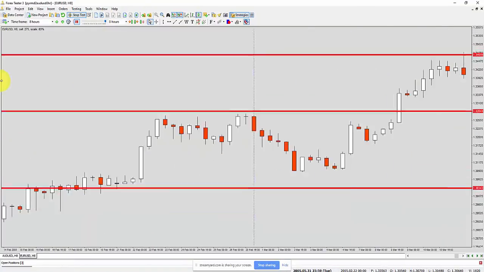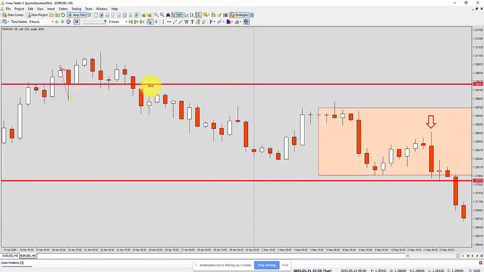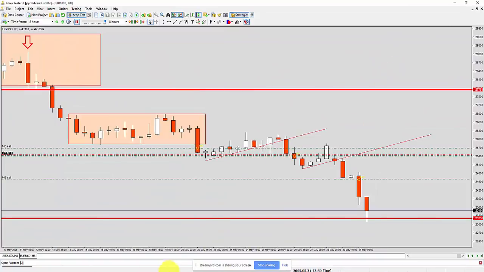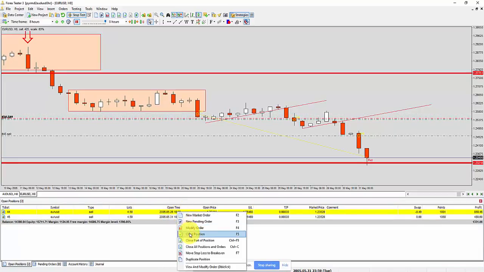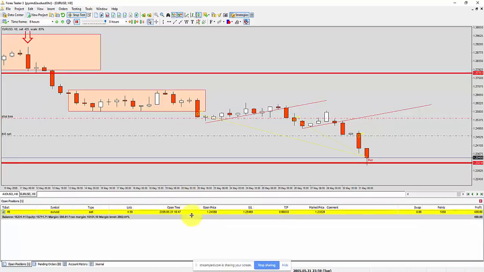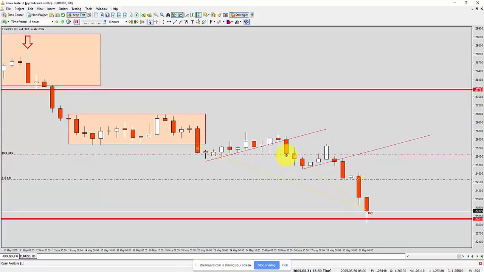Hold on here. What is going on here? Yep, so that's what I'm going to do here. I'm going to dump this bad boy. Maybe we'll just leave one on. How about that? We'll take out this one, we'll take out that one, and we'll just leave the most recent position on here. And we'll move the stop loss to break even just in case it decides to go and break lower.